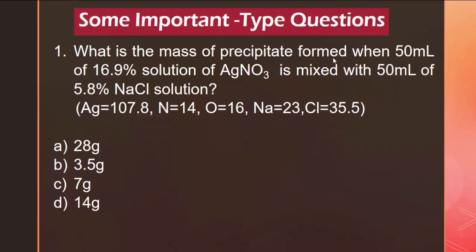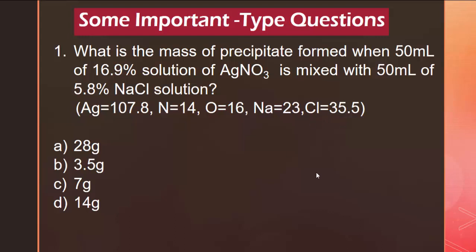What is the mass of precipitate formed when 50 ml of 16.9% solution of AgNO3 is mixed with 50 ml of 5.8% NaCl solution? So this is the question asked. Other data given to help solve this problem are atomic masses. Atomic mass of silver is 109.8, nitrogen is 14, oxygen is 16, sodium is 23, chlorine is 35.5.